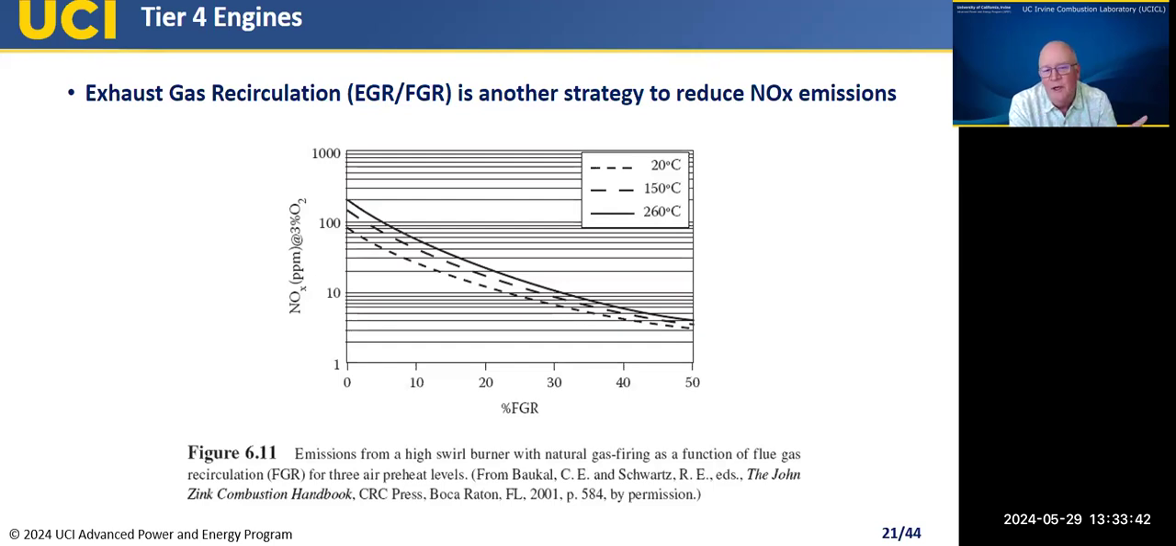What's happening here? Well, essentially the exhaust gas is CO2 and water. These are three-body molecules, so they have high heat capacity. So they're able to basically reduce the combustion temperatures, which in turn reduces the formation rate of NOx. So this is another well-established strategy. And next slide.